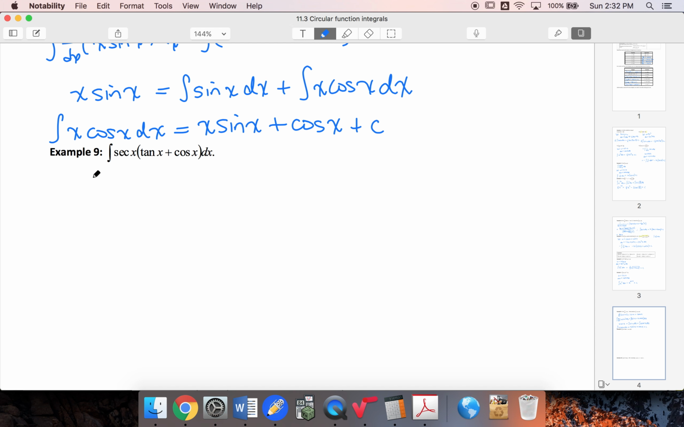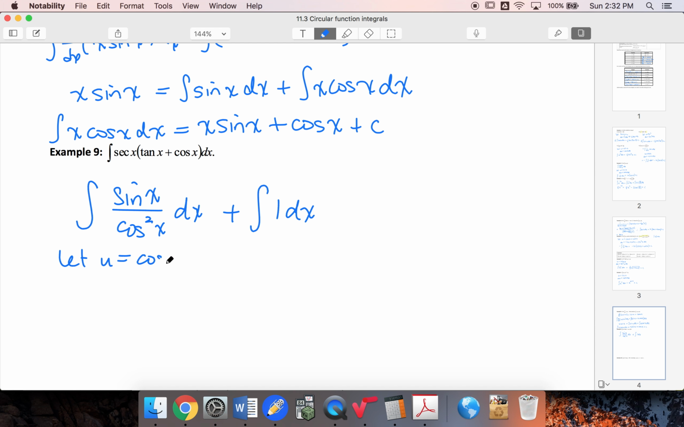I know that secant is the same as 1 over cos. So when I expand 1 over cos times tan, that's going to be the integral of sine x over cos squared x dx, plus 1 over cos times cos is the integral of 1 dx. And now this I could definitely do a u substitution.